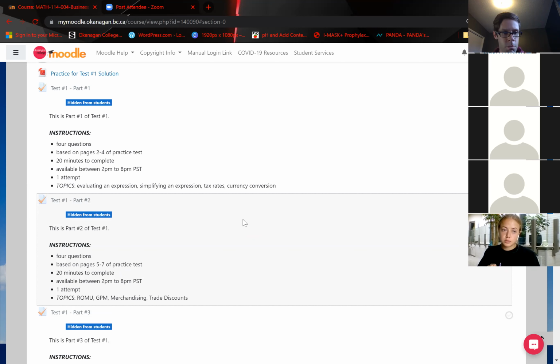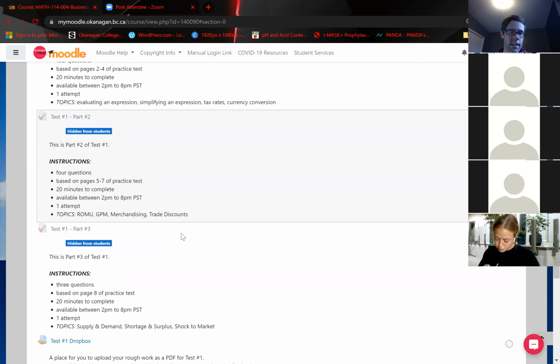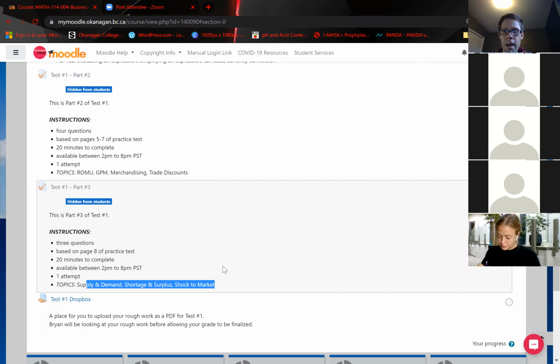So if you're comfortable with part 2, if you're comfortable with rate of markup, gross profit margin, merchandising, trade discounts, do that first. Walk in there, get a little bit of a skip in your step, and then go on to the next section. Section 3 is about your supply and demand stuff. Finding the equilibrium point, discussing a shortage or surplus situation, and then discussing a shock situation as well. And of course the Dropbox is here as well.